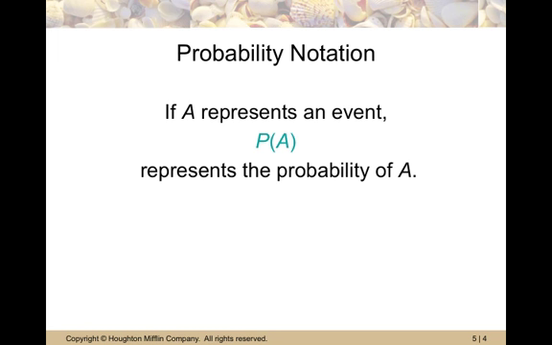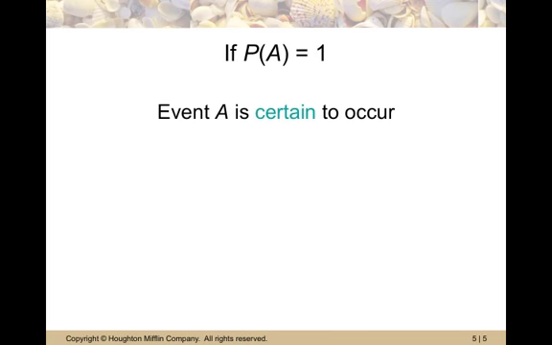So we need to talk about some notation. If A represents an event, usually we use capitals to represent events, then capital P and in parentheses A represents the probability of A. Like I said earlier, if an event is certain to occur, the probability of that event is equal to 1. If the probability of an event is equal to 0, that means that event is certain not to occur.